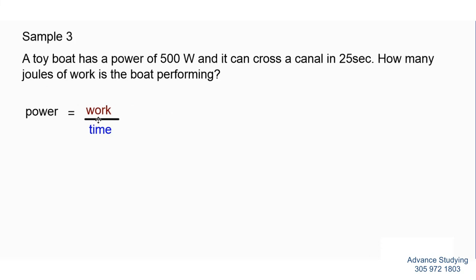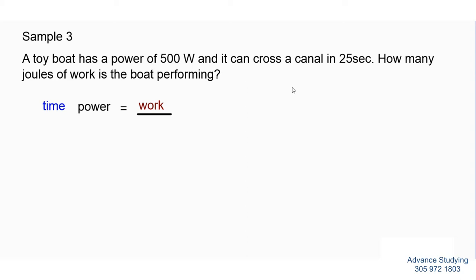The next sample says, a toy boat has a power of 500 watts and it can cross a canal in 25 seconds. How many joules of work is the boat performing? I'm looking for work in this case, so I will rewrite the equation so that work is what I'm searching for. I will bring time up because I'm looking for work.